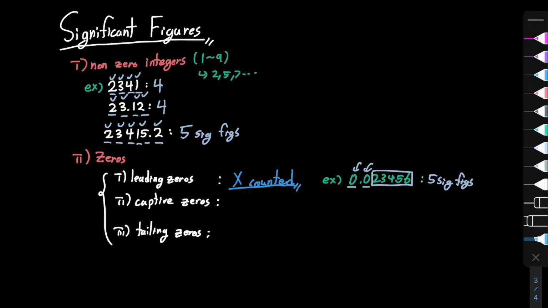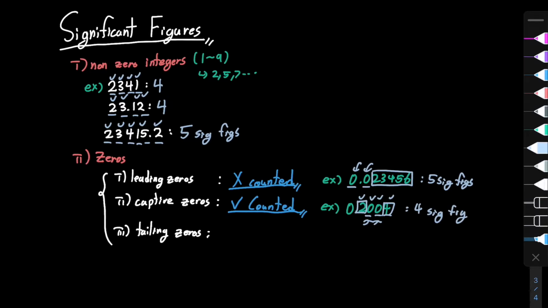Now, captive zeros are always, no matter what, counted as significant figures. So for example, if we have another example of 0.2004, the captive zeros in this case would be right over here, as they are surrounded by non-zero integer digits. So 1, 2, 3, 4, there will be 4 significant figures in this number.